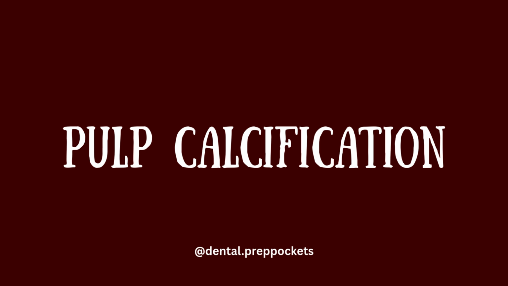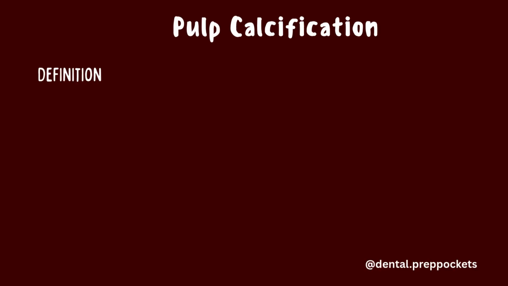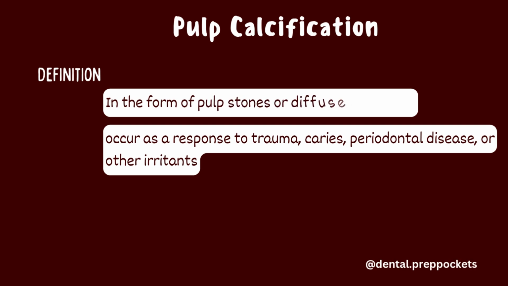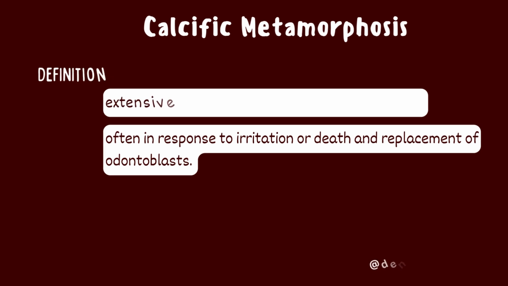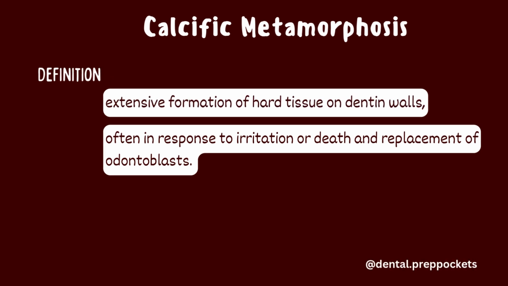The next is pulp calcification, which occurs in the form of pulp stones or diffuse calcifications. It occurs as a response to trauma, caries, periodontal disease, or other irritants. Thrombi in blood vessels and collagen sheaths around vessel walls are possible niduses for these calcifications. One of its forms is calcific metamorphosis, which results from extensive formation of hard tissue on dentin walls. It occurs often in response to irritation or death and replacement of odontoblasts. As irritation increases, the amount of calcification may also increase, leading to partial or complete radiographic but not histologic obliteration of the pulp chamber and root canals.